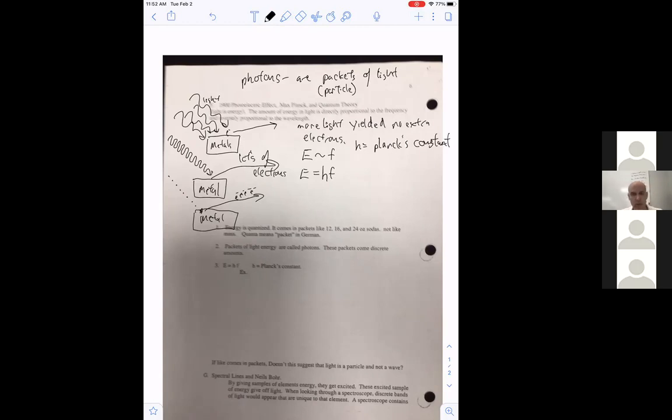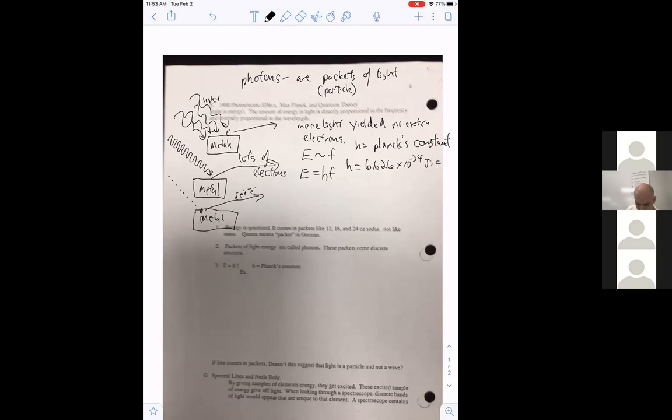And the number is extremely small. So small that Planck thought he was actually doing something wrong. He thought, oh, if I keep it up, this constant will actually disappear and my equation will actually be E equal to F. But as it turns out, you have to multiply it by his constant. And it is 6.626 times 10 to the negative 34th. It's a very small number.